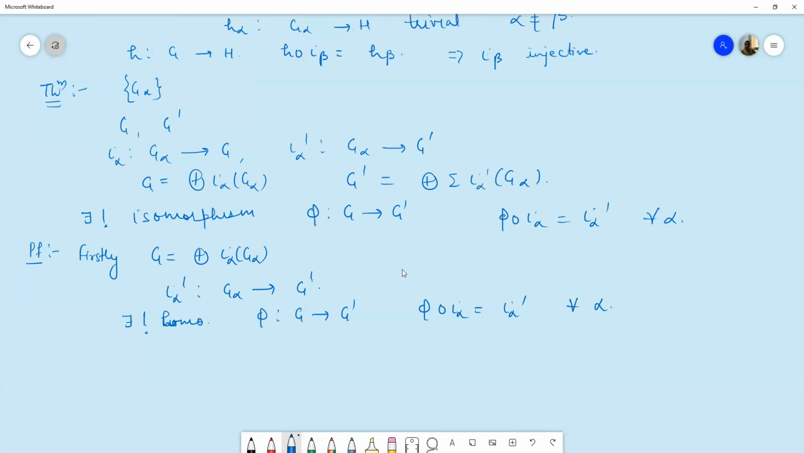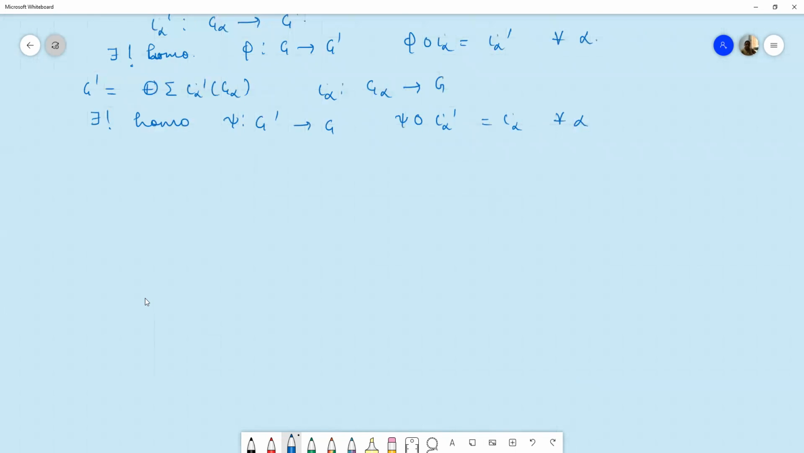Now secondly, we assume G dash to be the external direct sum of G alphas, and we take I alpha to be the group of monomorphisms from G alpha to G. Then again, by the previous lemma, there exists a unique homomorphism, say psi from G dash to G, such that psi circle I alpha dash is I alpha for each alpha. So we have applied the lemma twice up to this.